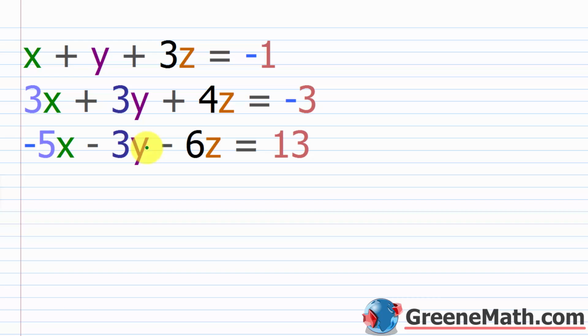Let's go ahead and read this off. We have x plus y plus 3z equals -1. We have 3x plus 3y plus 4z equals -3. And we have -5x minus 3y minus 6z equals 13.